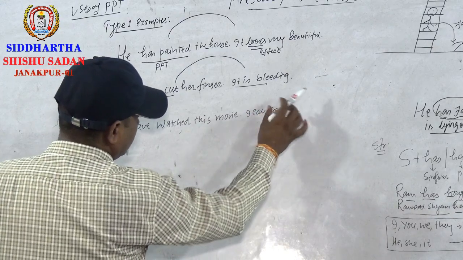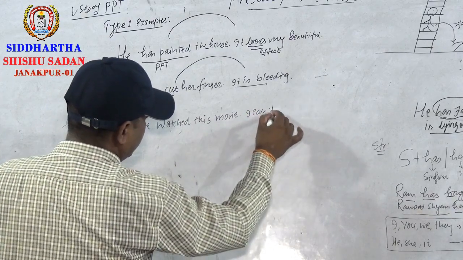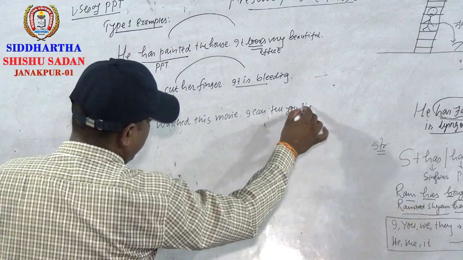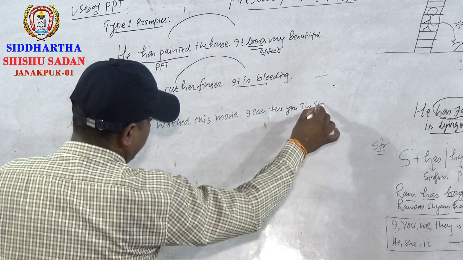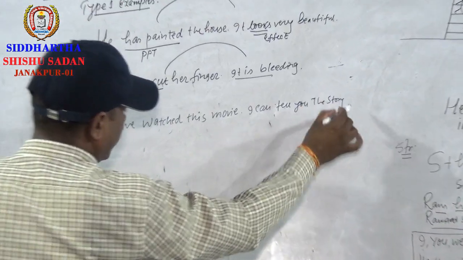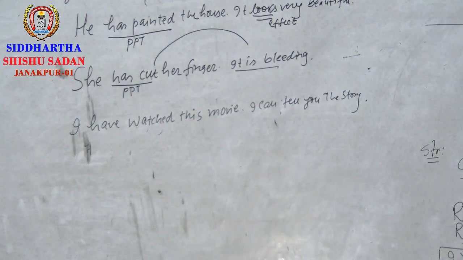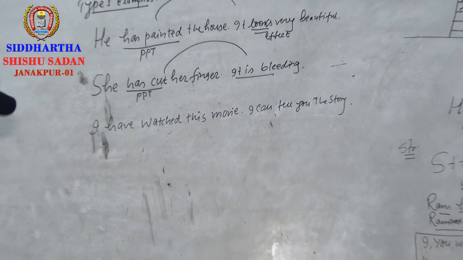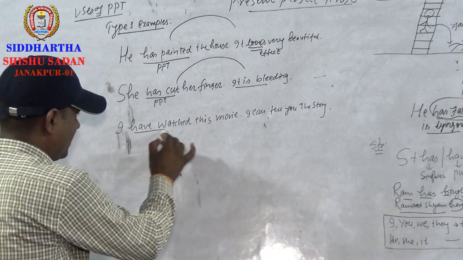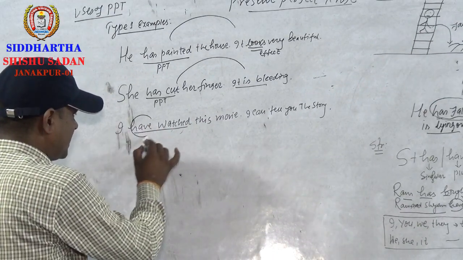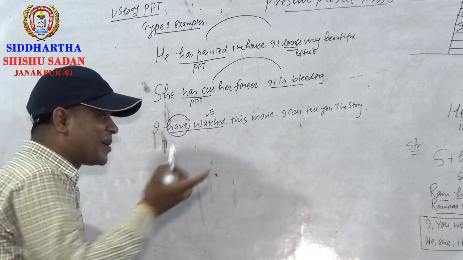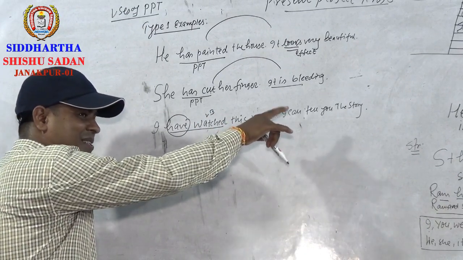I can tell you the story. Yes. See, again tell me now. What's the tense used here? Very good. Wow, very good. Well done. Present perfect. A plus V3. Why? Because there is an effect.